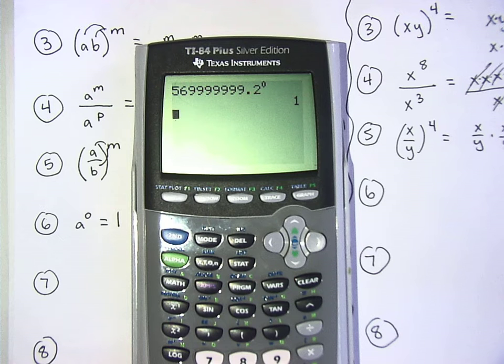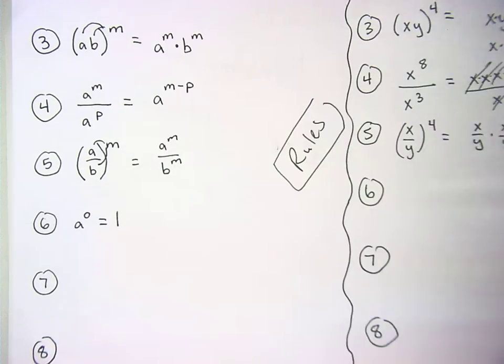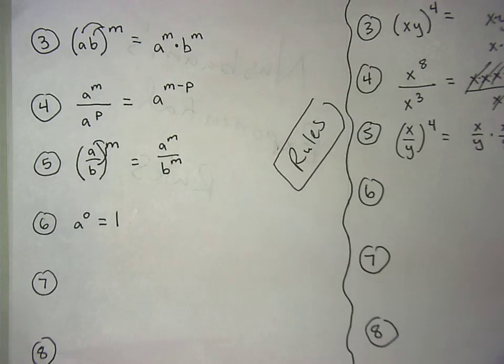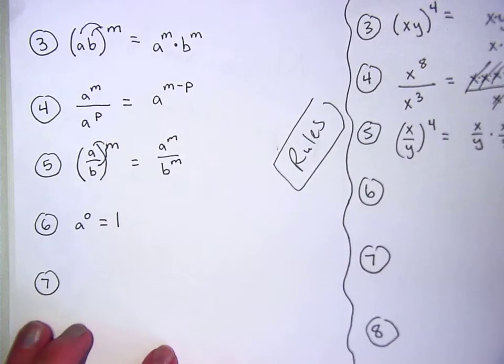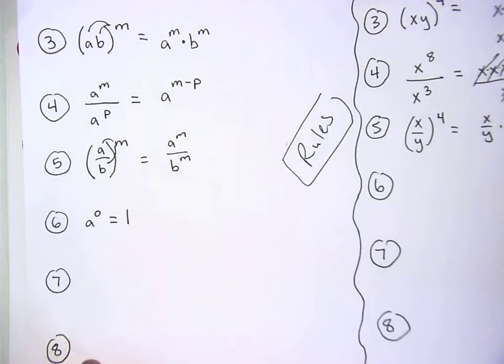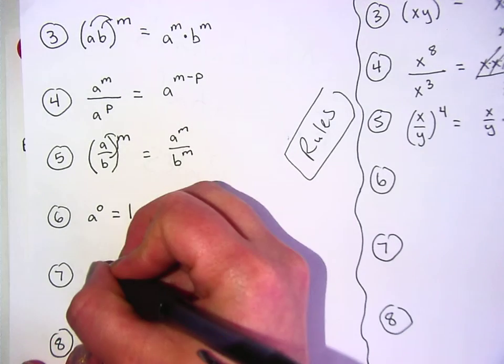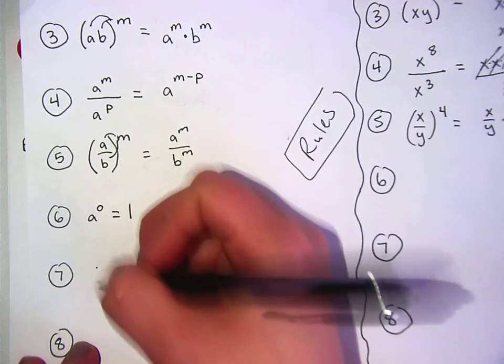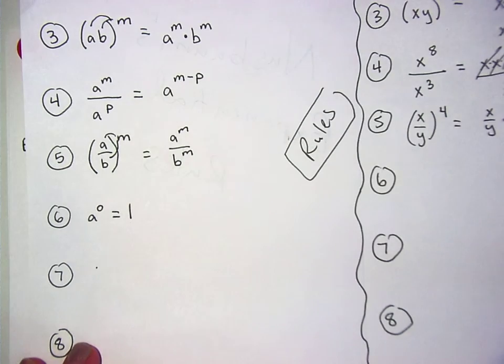I am going to explain a little bit better once we get to our Rule 7. So I'm going to go back for an explanation on Rule 6 in just a moment. In fact, let's go to Rule 7. All right. Anything to a negative power.